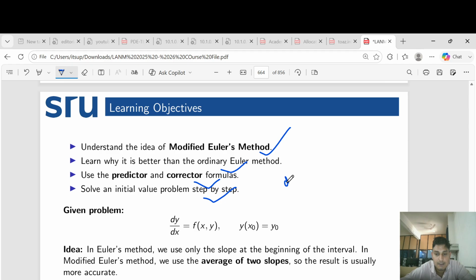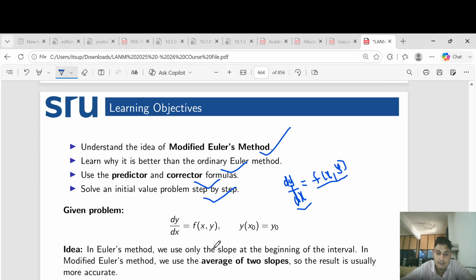So this is given by dy/dx = f(x, y). This is the standard differential equation form, which is provided in the questions. Here f(x, y) means it is a function of x and y, and this is a first order differential equation, first order derivative.